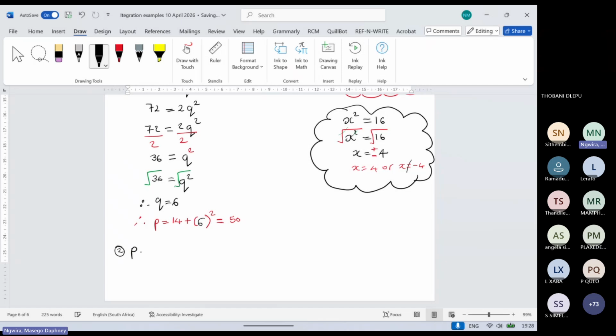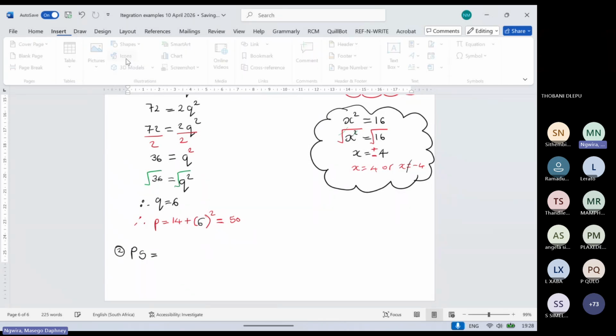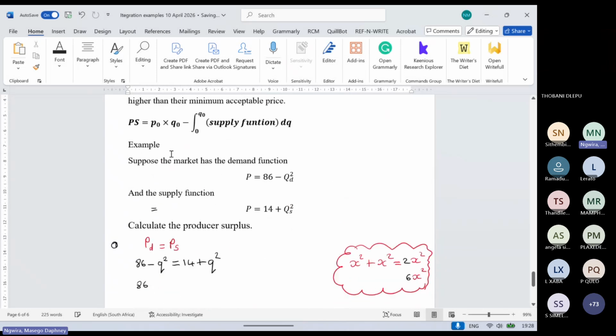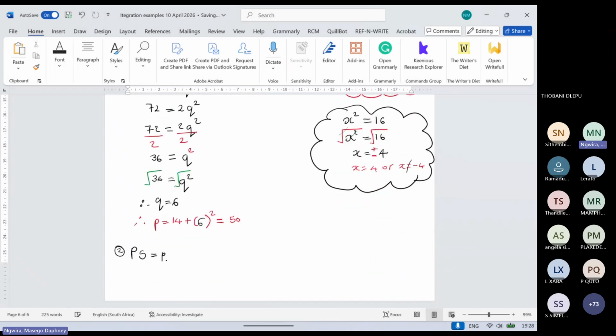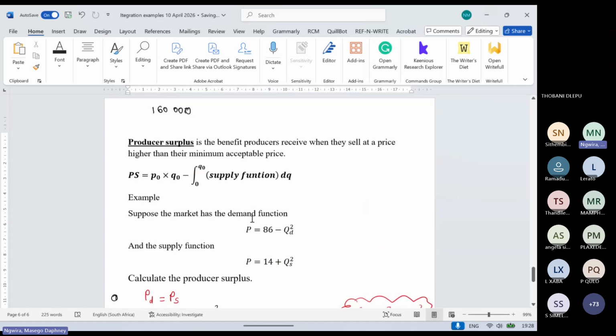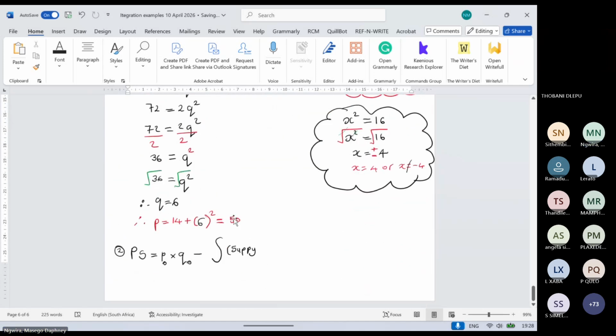So our producer surplus is equal to, I guess it's the opposite of that one. Yes, it's P0, yeah. So this will be P0 times Q0. And then we minus the integral of the supply function. That one was a demand. So now this one is a supply function. This is a supply function. So we are going to use the supply function with respect to Q, okay?